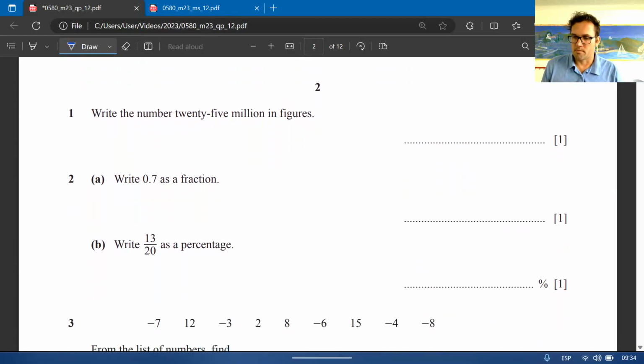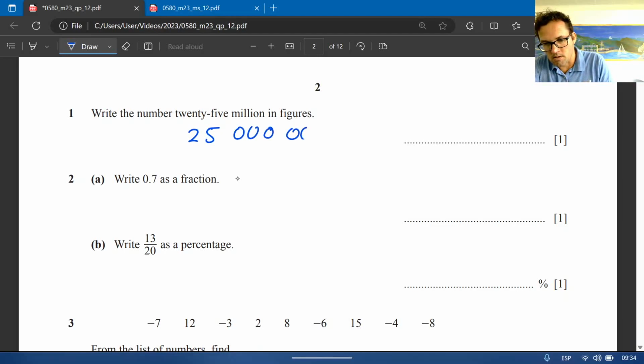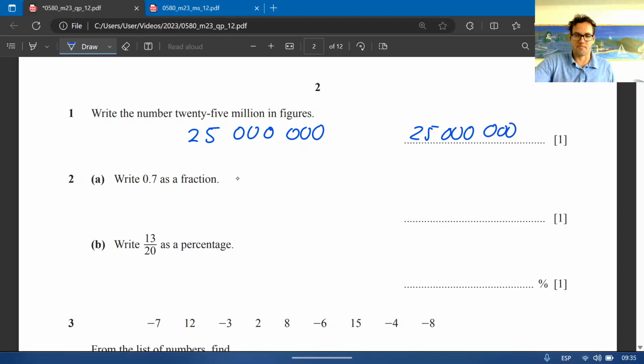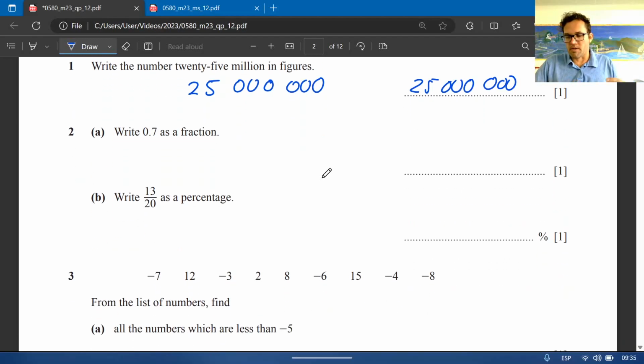Question 1. 25, let's put that, 25 million. Million has got 6 zeros. So that's it, 25 million. 0.7 as a fraction. Now remember, these are the tenths. We start with the tenths. So that will be 7 out of 10.